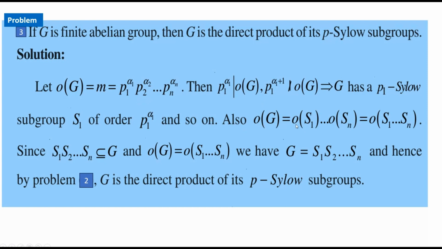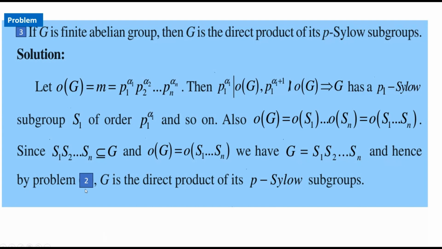So also order of G is the product of order of S1 and so on, order of Sn, which is nothing but order of S1 etc. Sn. So since this product is contained in G, one is contained in the other and both of them are of the same order. So we have order of G to be equal to this. So both of them are of the same order and one is contained in the other. So we have to have G to be the direct product of S1 etc.